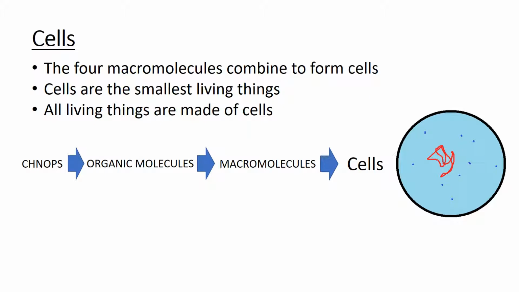If we look at the sequence, we have our CHNOPS elements. They combine to form simple organic molecules. And these simple organic molecules combine to form macromolecules: lipids, nucleic acids, proteins, and carbohydrates. And we can use those to build cells.